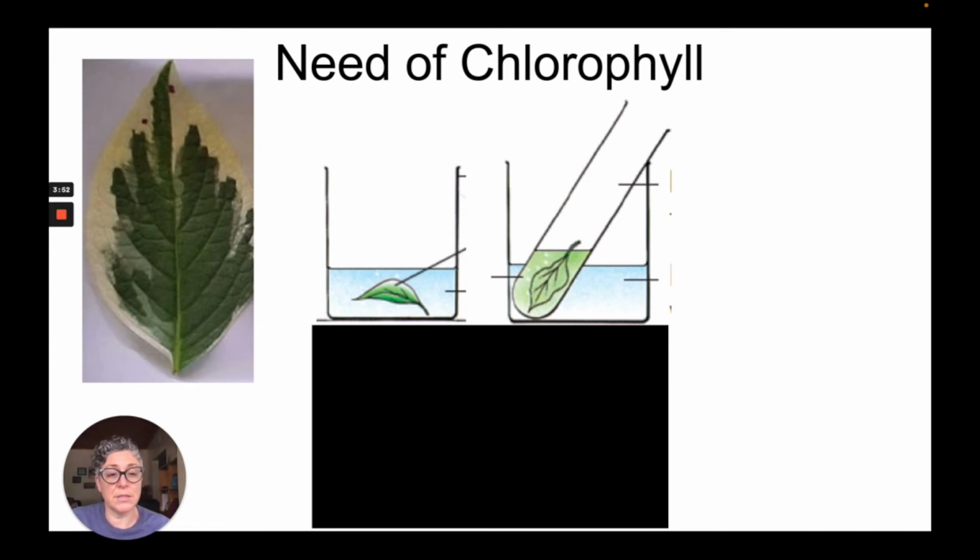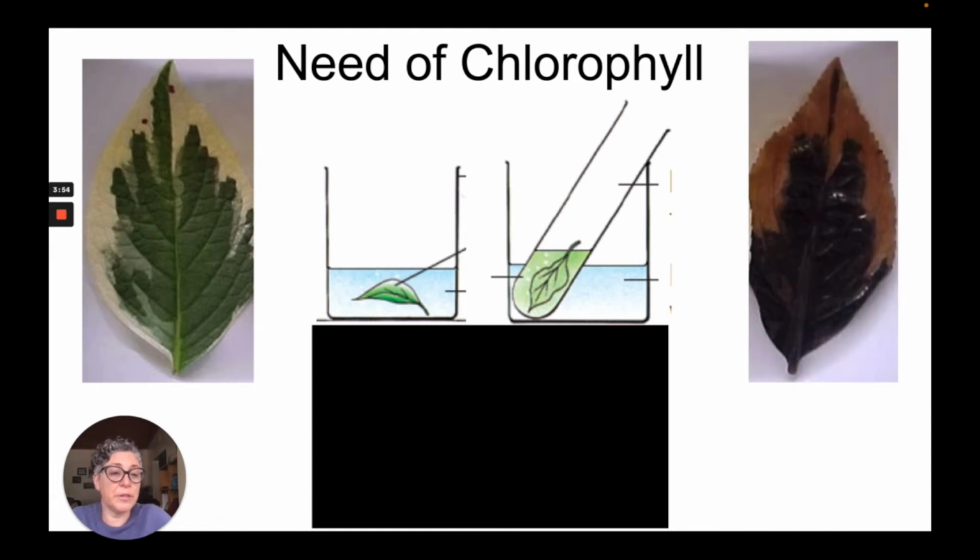So let's just see our comparison. So here's our comparison leaf. So we can see the area that originally was green is now blue-black, and the area that originally was this white void of chlorophyll is yellow, or this yellow-brown. So what this is showing you is that chlorophyll is indeed required in order for photosynthesis to happen. The area that had the chlorophyll produced starch granules. The area that did not have the chlorophyll did not produce starch granules.